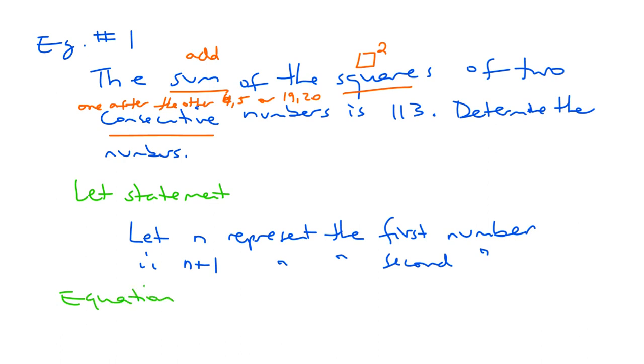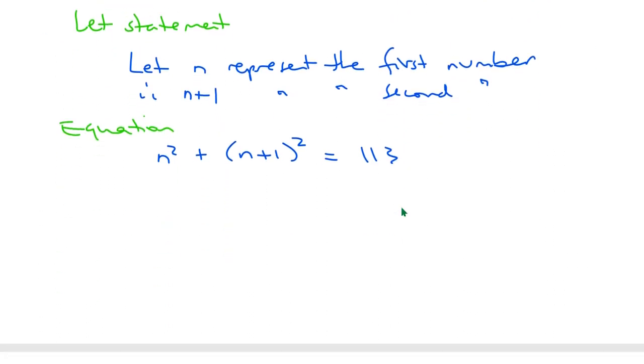I got my let statement, I've defined it, now I need an equation. My equation is going to be the sum of the squares. So the square of the first number is n squared, and then the square of the second number is n plus 1 squared. When you add them up, you get 113. And so now we have to solve it. I got my let statement, my variable, and my equation. So now I'm going to solve it.